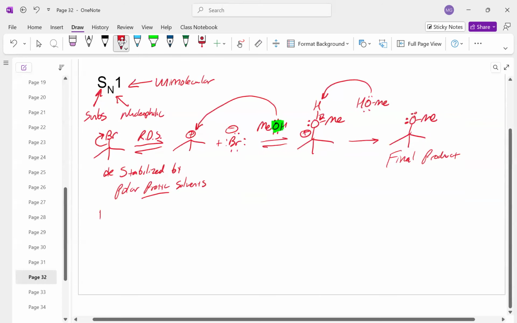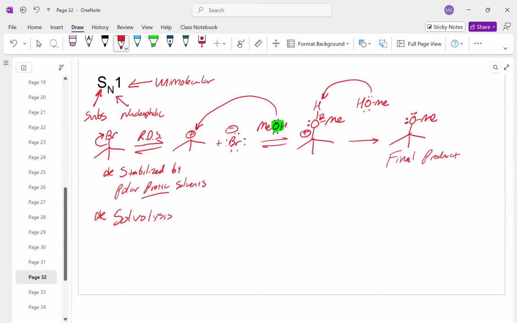Now, one thing I want to highlight is that a lot of SN1 reactions are known as solvolysis reactions. And this is where the solvent is also the nucleophile. So that goes back to the previous point I made that this SN1 is stabilized by protic solvents. So methanol is both a protic solvent and it's also the nucleophile in here.